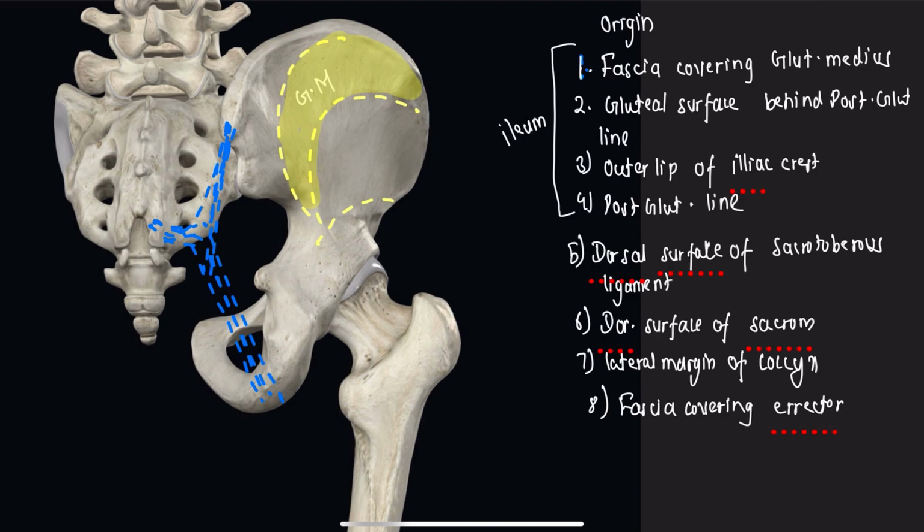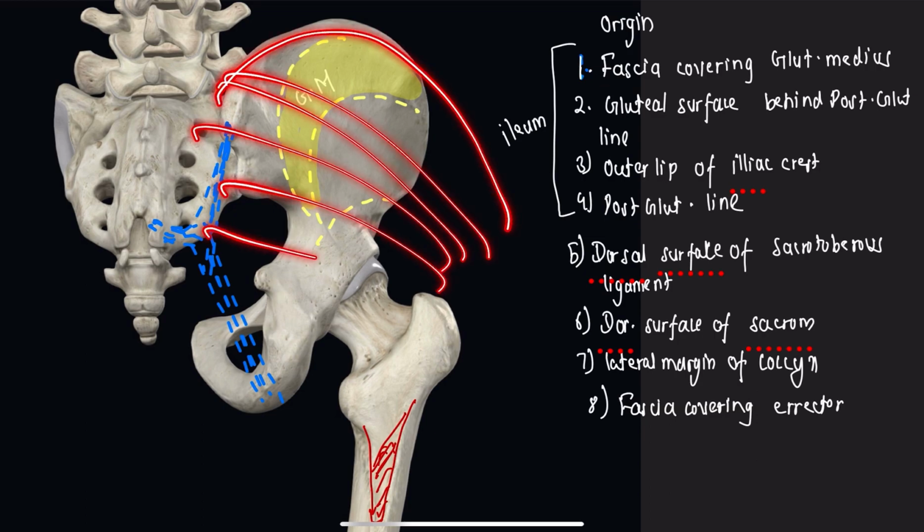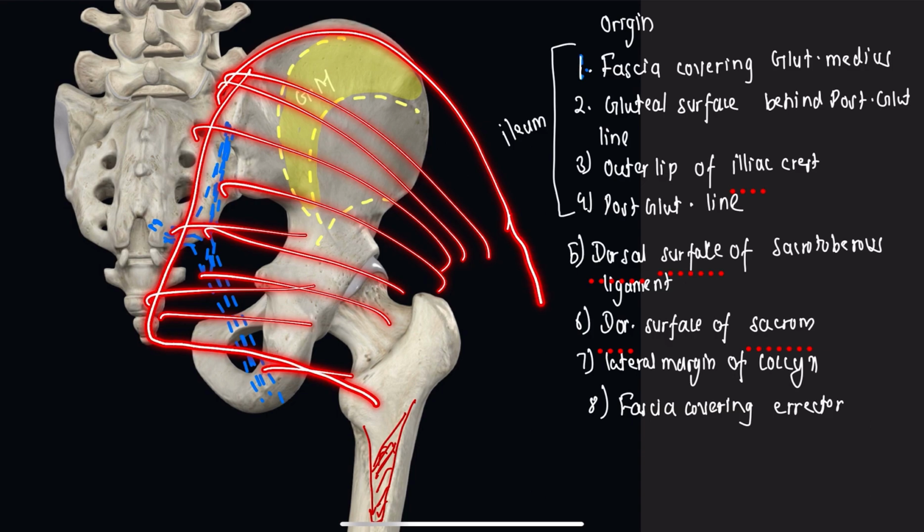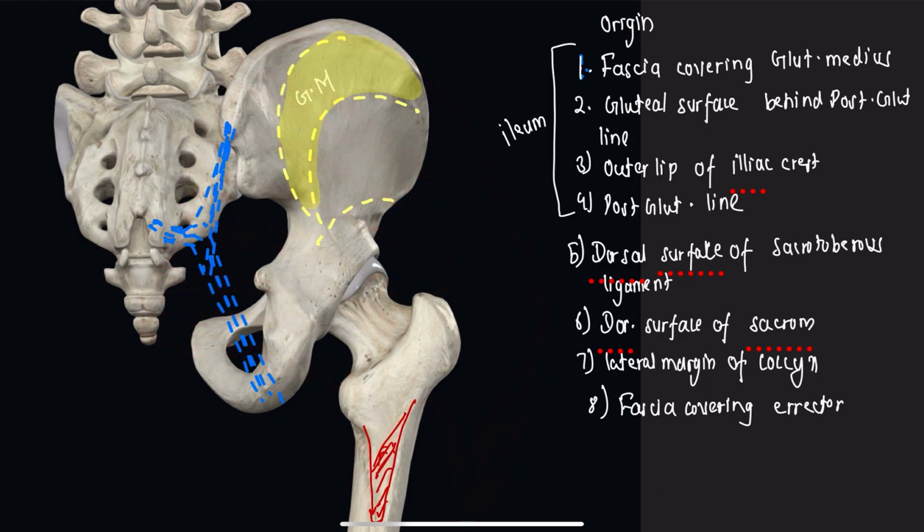Similarly, for the insertions, as I have already mentioned, this area that I am highlighting in red is known as the gluteal tuberosity. So the gluteus maximus runs from here like this and gets inserted into these two areas. One is the gluteal tuberosity and another one is the iliotibial tract, which lies over here. So this is our iliotibial tract.